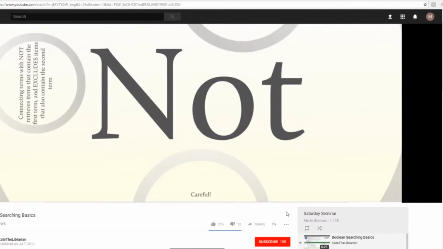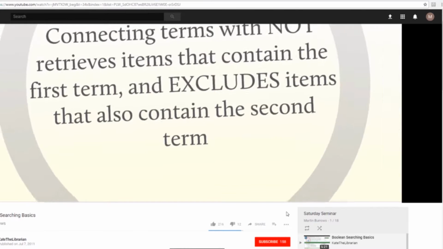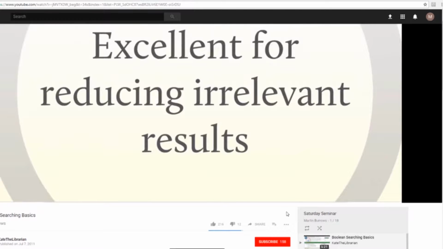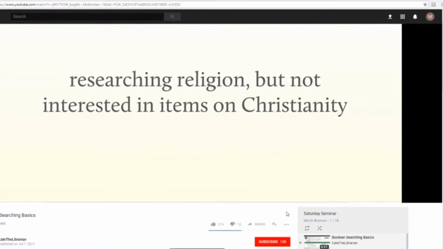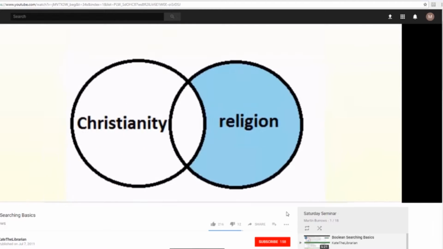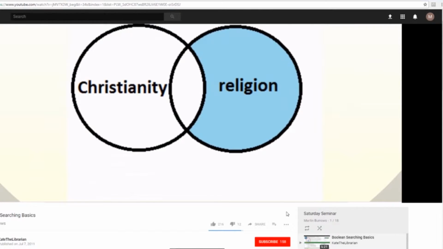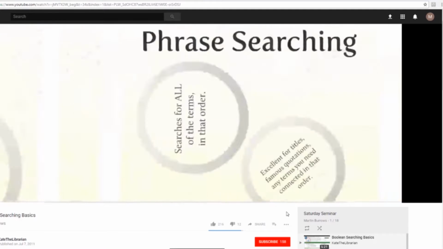NOT is the final operator we're going to be looking at today. Connecting terms with NOT retrieves items that contain the first term and excludes items that also contain the second term. This is excellent for reducing irrelevant results. So for example, if you're researching religion but you're not interested in items on Christianity, this is a good search to use because that way you're retrieving everything that includes religion, but you are excluding everything that also contains Christianity. Now you do need to be careful with this because some of the results that include Christianity will be important to you, but this is a good start.